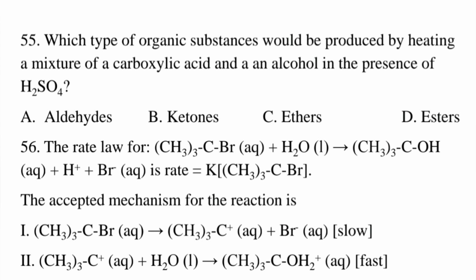Question number 55, which type of organic substance would be produced by heating a mixture of carboxylic acid and alcohol in the presence of sulfuric acid? A, aldehydes. B, ketones. C, ethers. D, esters.